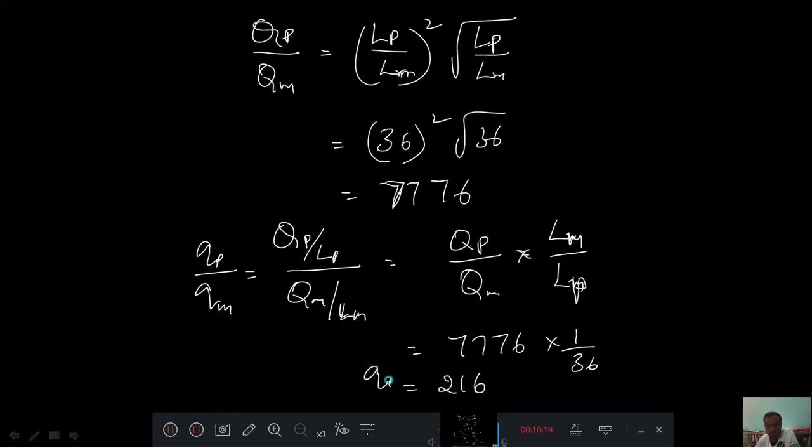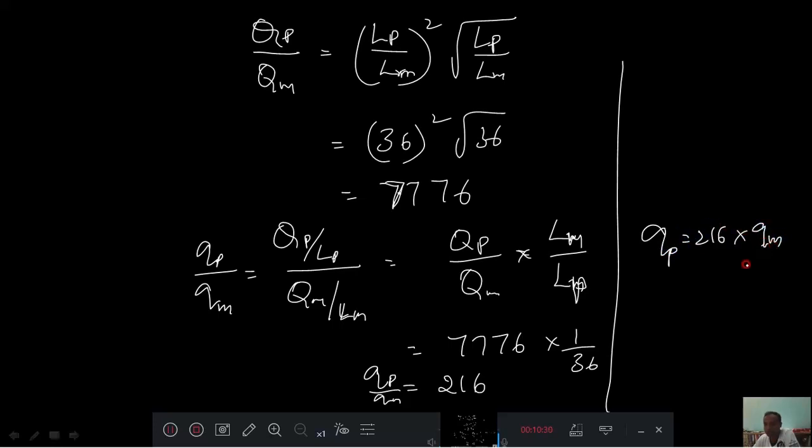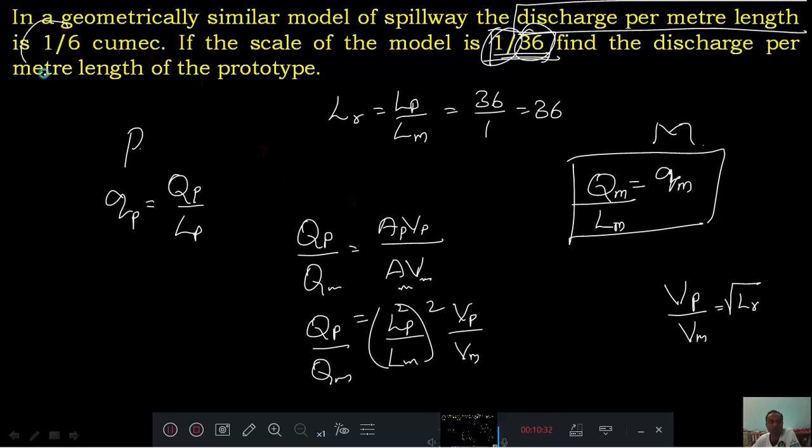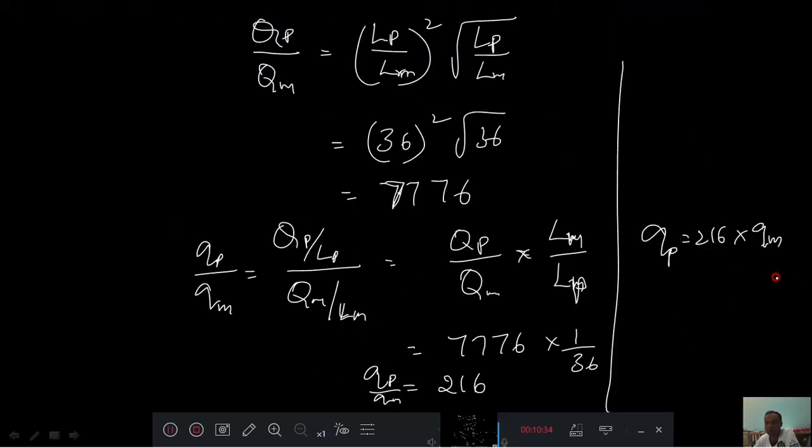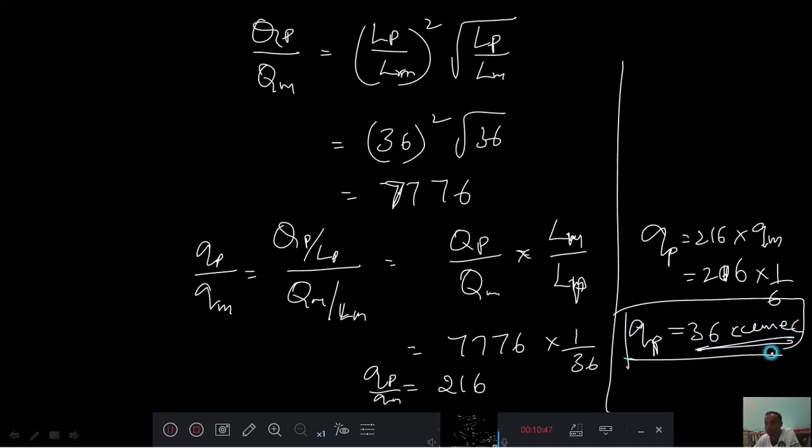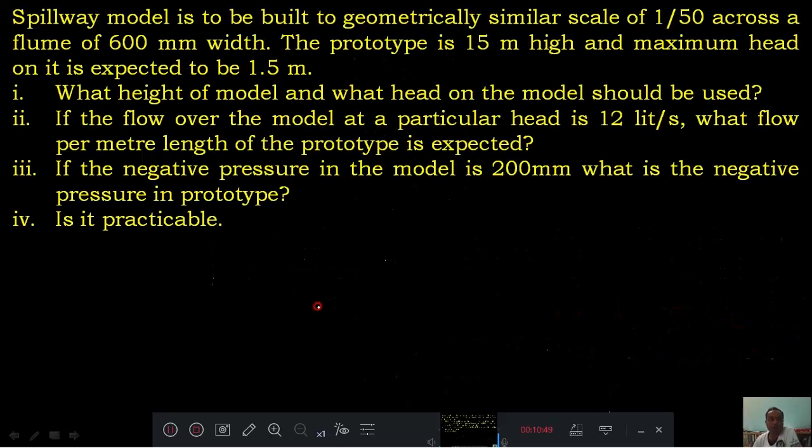216. You got this Qp by Qm, right? Means you want Qp is equal to 216 into Qm. Then this Qm is given. Go to the problem. Here it is given 1 by 6. Therefore 216 into 1 by 6. The answer is 36 cubic. Okay, you got Qp. I'll go to the next problem.